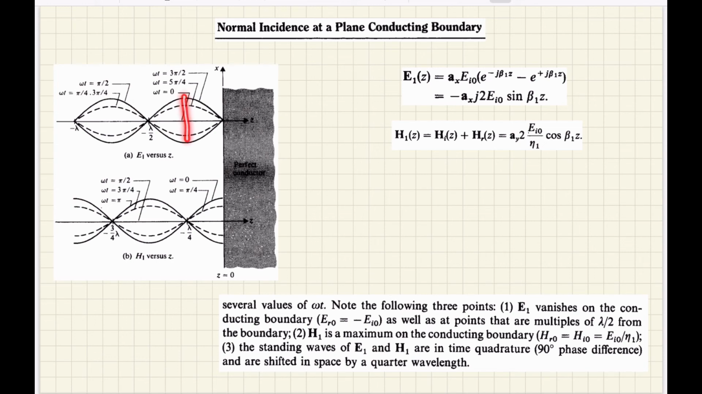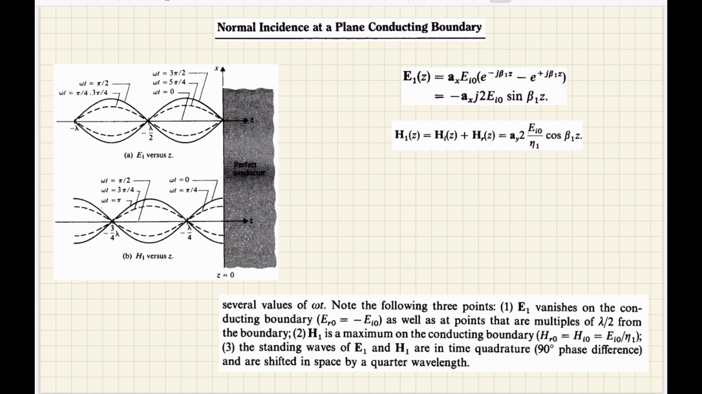So the electric field is minimum at integer multiples of lambda by 2, and maximum at lambda by 4, 3 lambda by 4, etc. But the magnetic field intensity will be maximum at z equals 0 and at the locations of lambda by 2, etc. So you can see there is a pi by 2 phase difference between the electric and the magnetic field, because at this point the electric field is 0 but the magnetic field is maximum, and at this point the electric field is maximum but the magnetic field intensity is minimum, or 0.